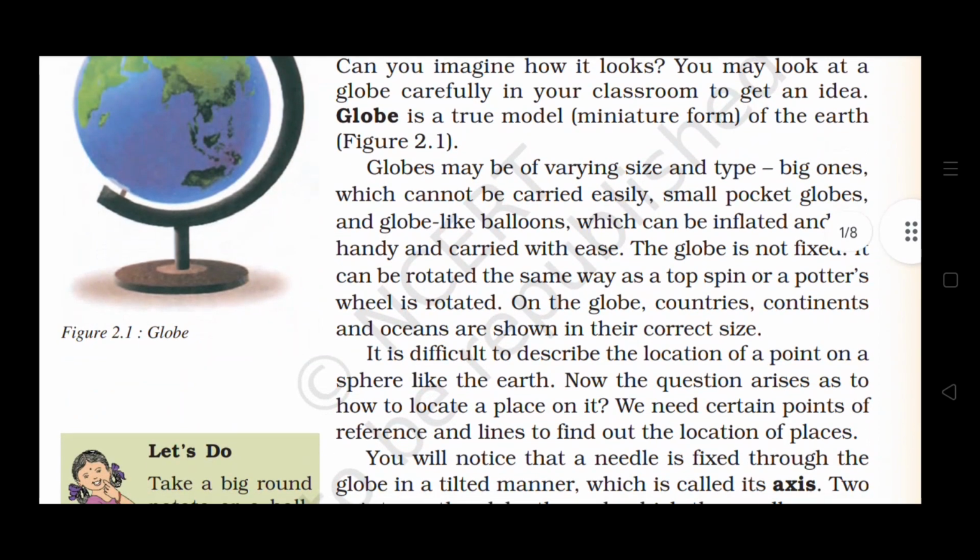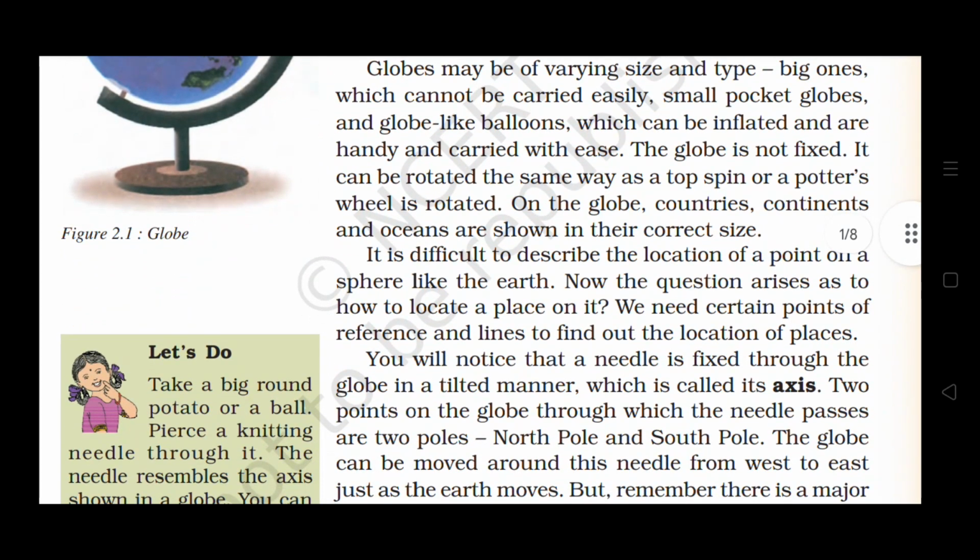Globes may be of varying size and type. Big ones, which cannot be carried easily. Small pocket globes and globe-like balloons, which can be inflated and are handy and carried with ease. So a globe could be of any size. It could be pocket size, it could be large, it could be balloon-like, it could be inflated. So a globe is in a variety of structures and kinds. It is not a fixed structure, it could vary.